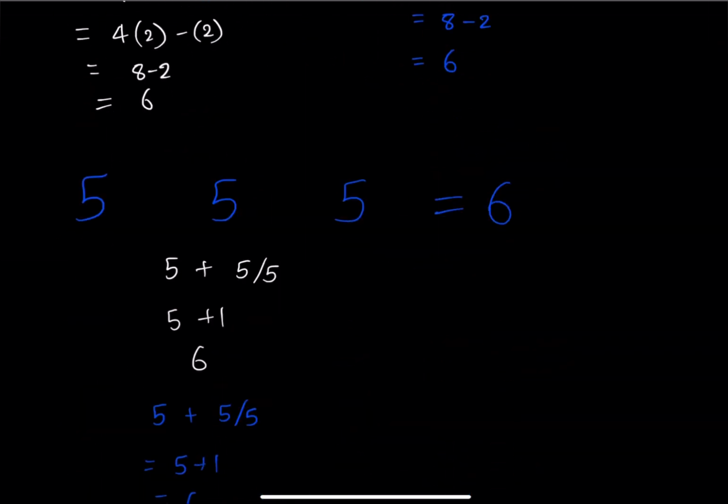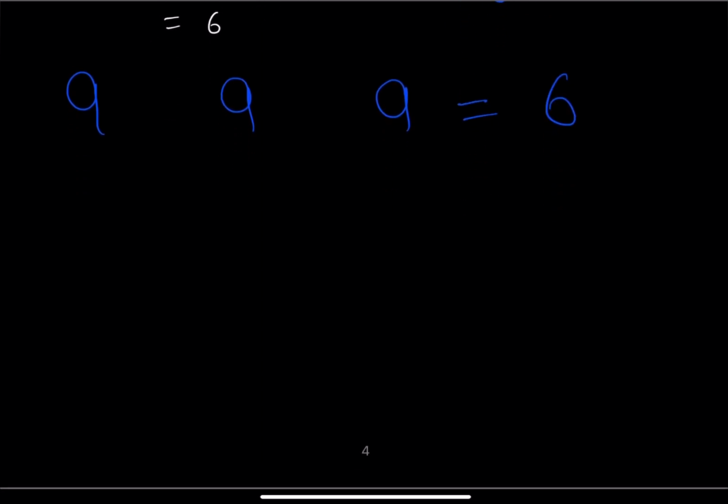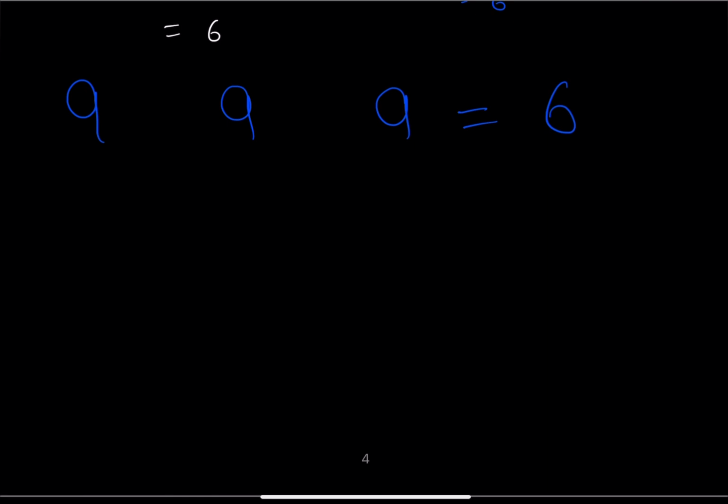Okay, so now our second last one, which is 9, 9, and 9 to make 6. So how do we do this one? This one also may take a bit of thinking, but we can figure out that if we add up 9 and 9, so 9 plus 9 gives us 18. And if we divide that by 3, or the square root of 9, we get 6.